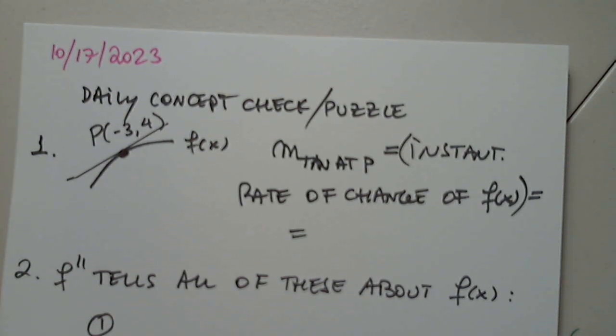So please contribute even if you're wrong. It's okay. How do we determine the slope of the tangent line at that point, which is the same as the instantaneous rate of change?